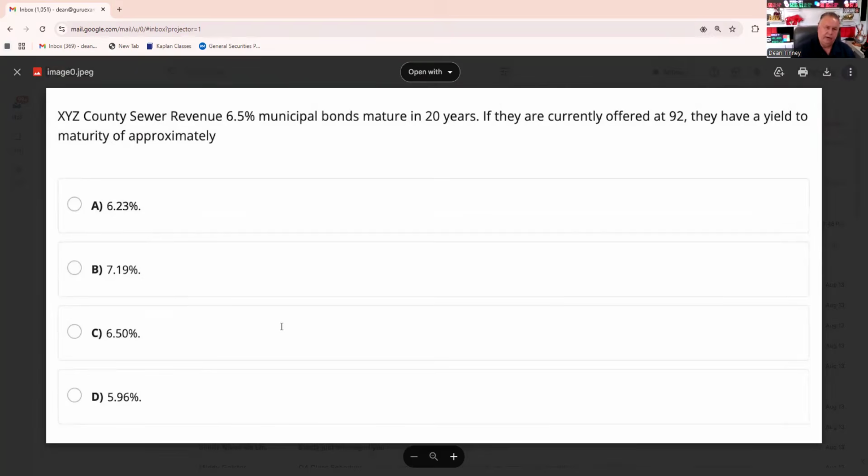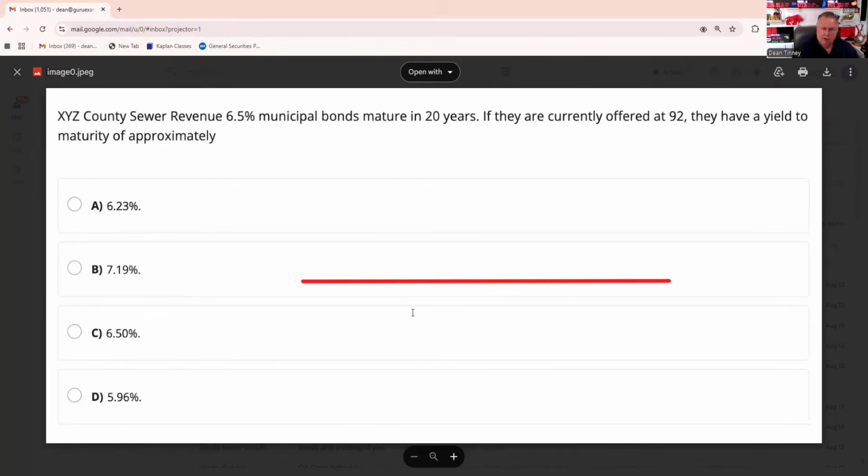Today's request is the following question. XYZ county sewer revenues, 6.5% muni bonds, mature in 20 years. They're currently offered at 92% of par, 92. They have a yield to maturity of approximately what? So this comes up a lot. People say, well, you told me I'm not going to have to calculate yield to maturity or yield to call. And here's a practice question asking me to do it.